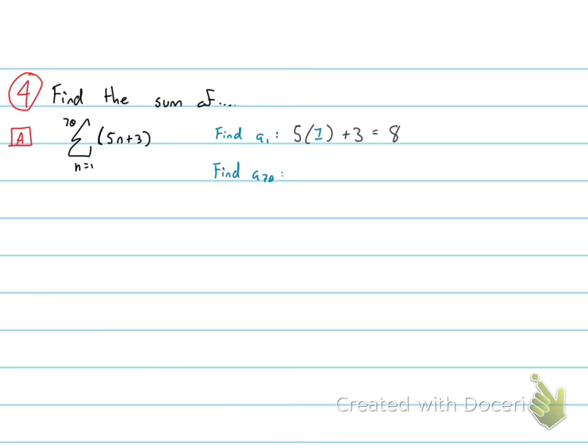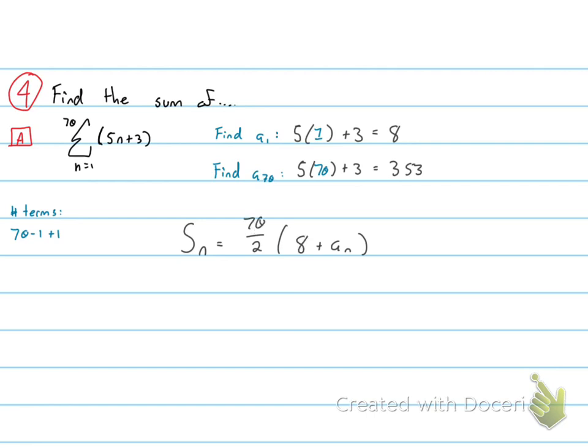Same thing to find my an term. I plug in 70 because that looks like my upper limit. 5 times 70 plus 3 is 353. And now I can use my summation formula here. My number of terms is my upper limit minus my lower limit plus 1, so that just ends up being 70.